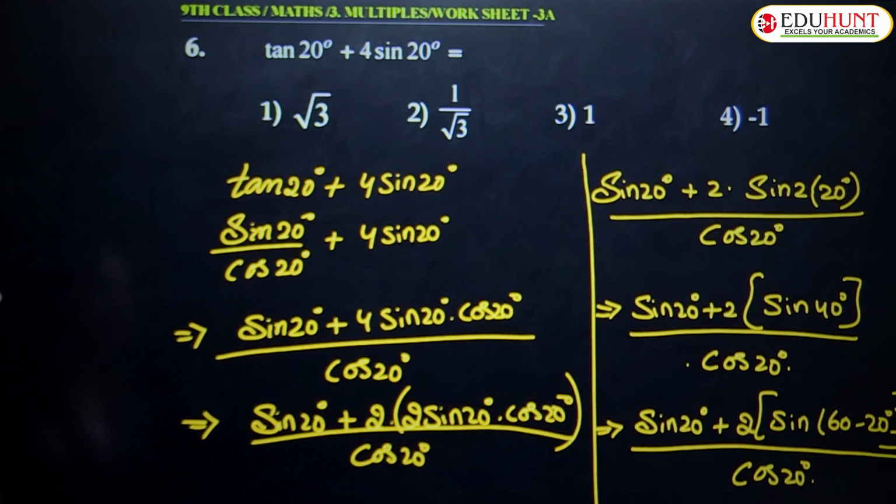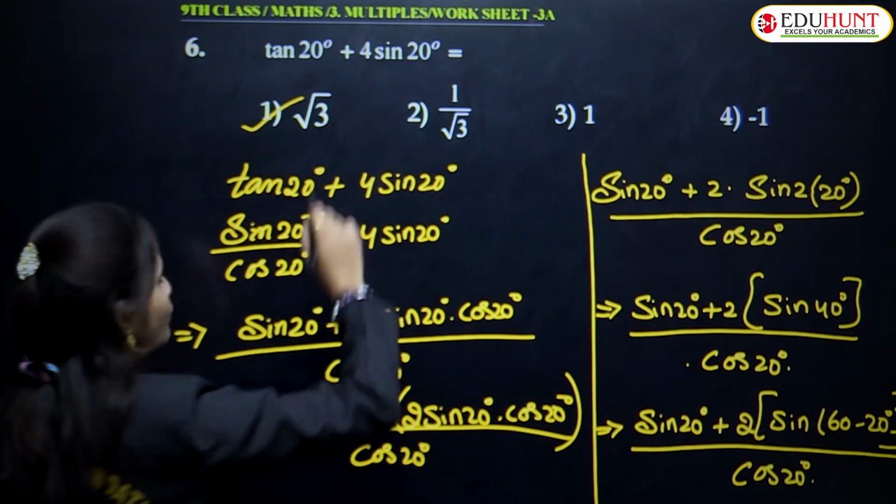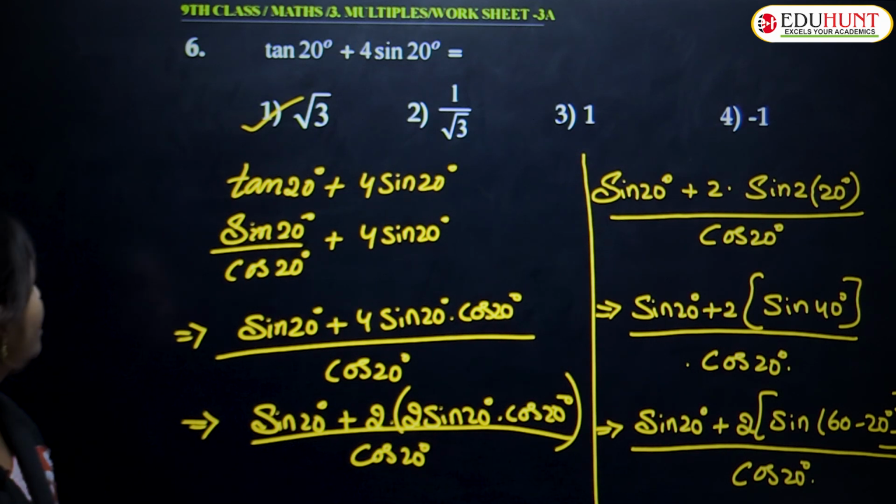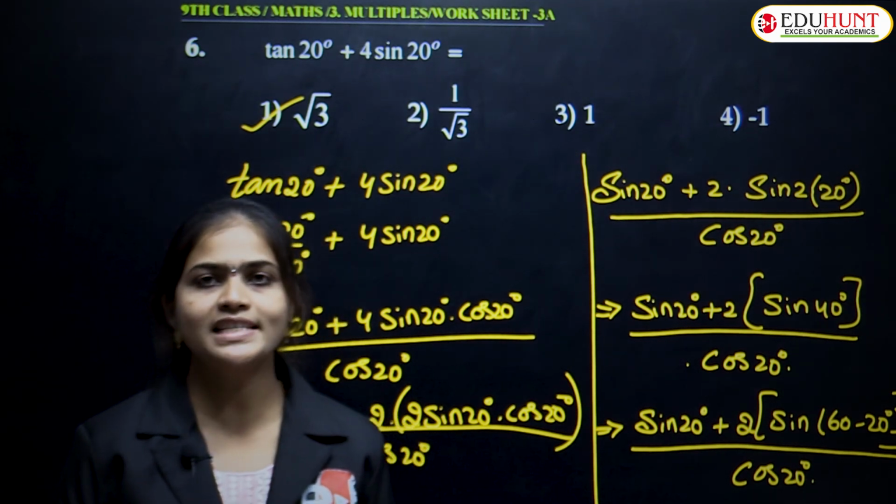So is that option there or not, see here? Yes, first option, that is root 3. Okay? So the sixth question answer is option 1, that is root 3.